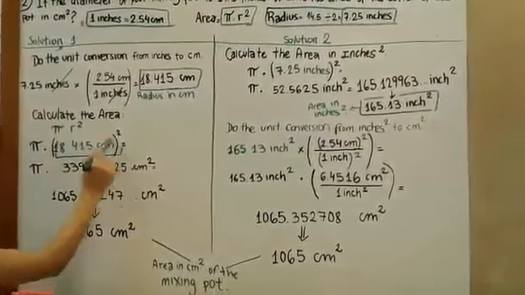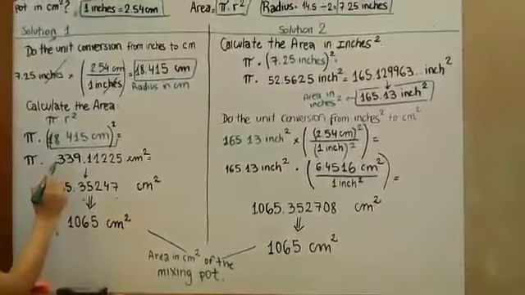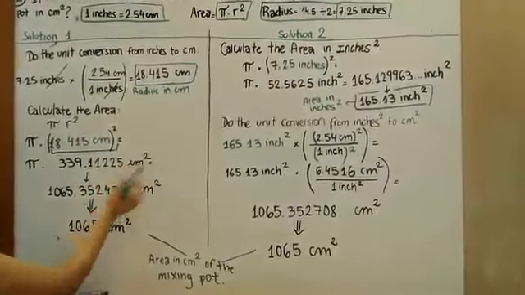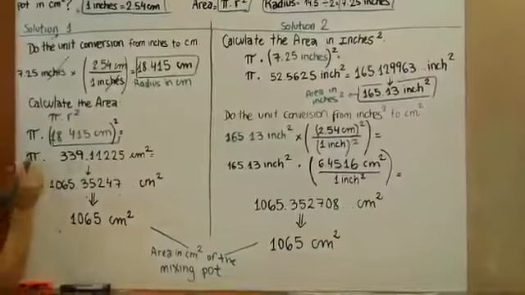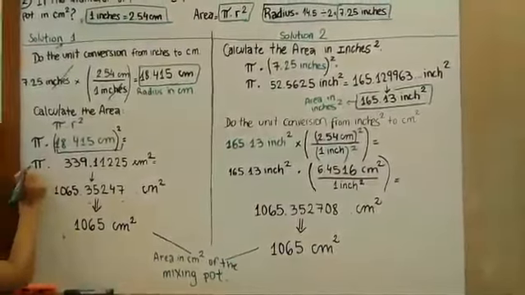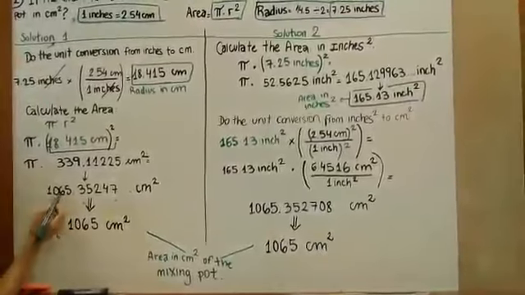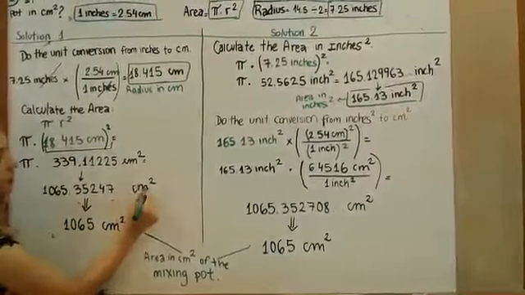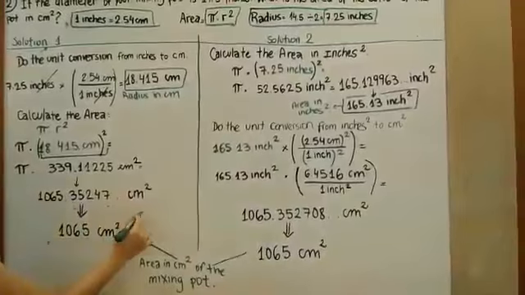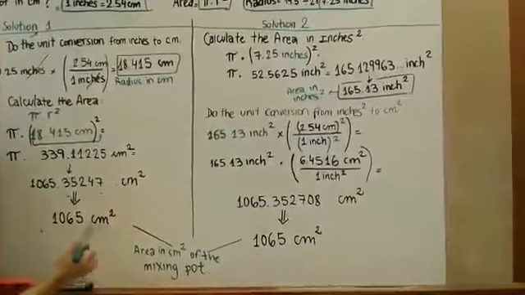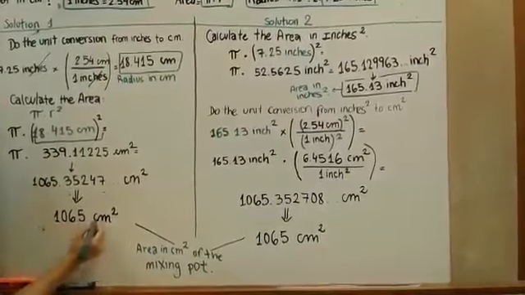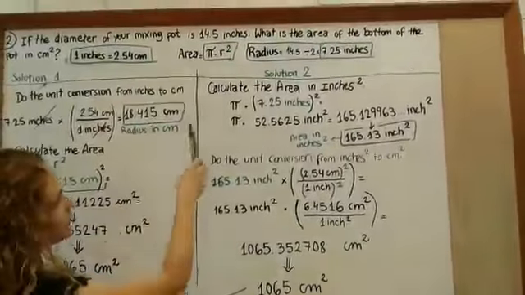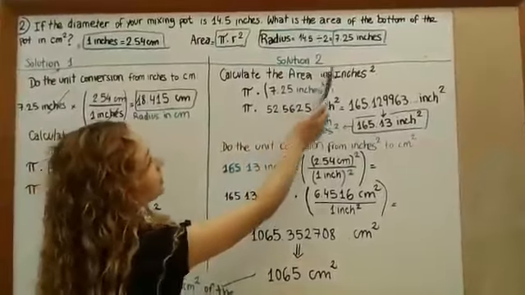The result of this part will be 339.11225 centimeters squared, and on the calculator, we need to multiply by the pi button, and the answer will be 1065.35247 and more numbers in centimeters squared. We need to round to the nearest whole number, and the final answer will be 1065 centimeters squared.